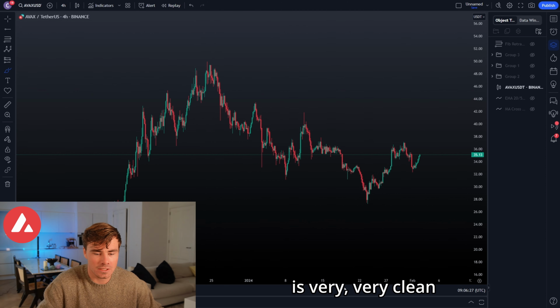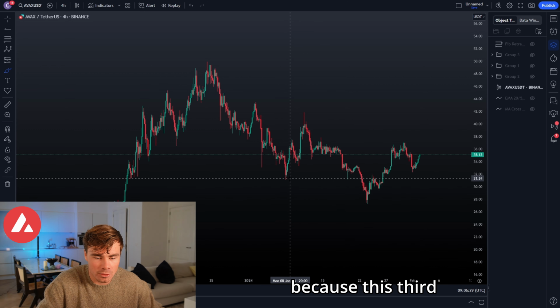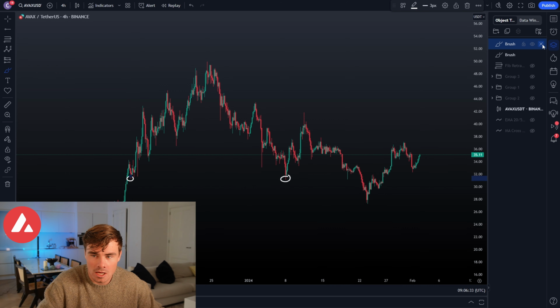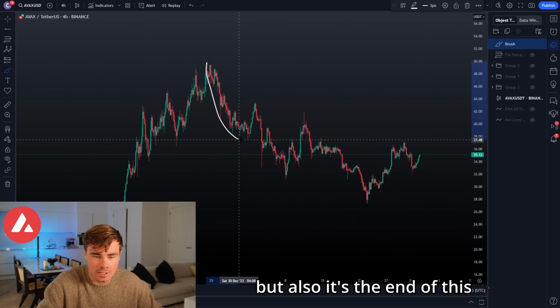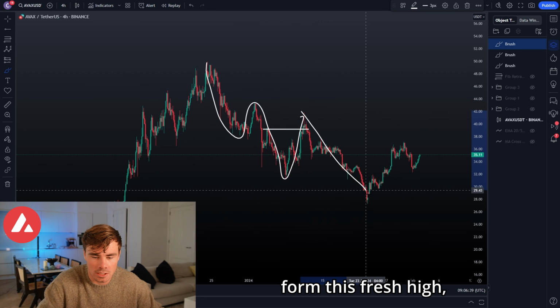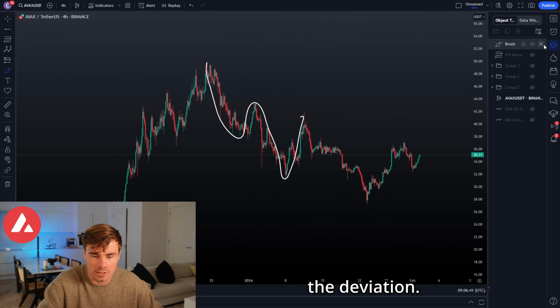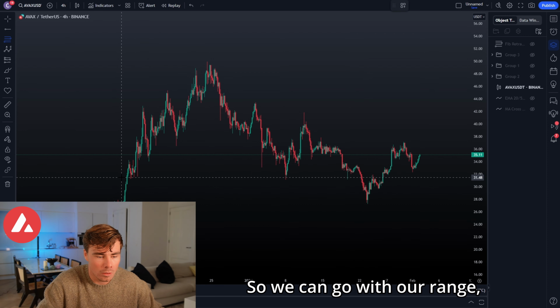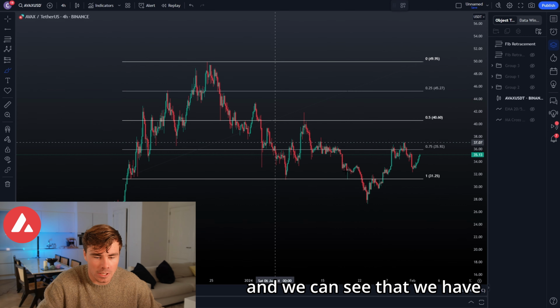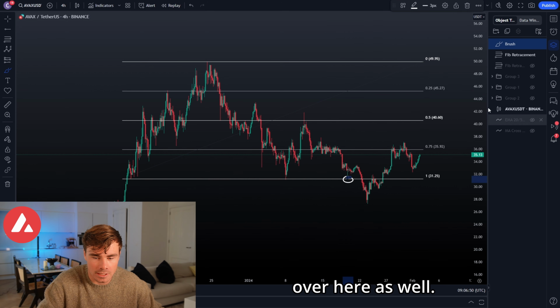Now the third pivot is very clean, because this third pivot is not only at the exact same price as the start of the first pivot, but also it's the end of this correctional structure to the downside before we form this fresh high, before we started the low of the deviation. So we can go with our range from range low to range high, and we can see that we have an extra pivot over here as well.